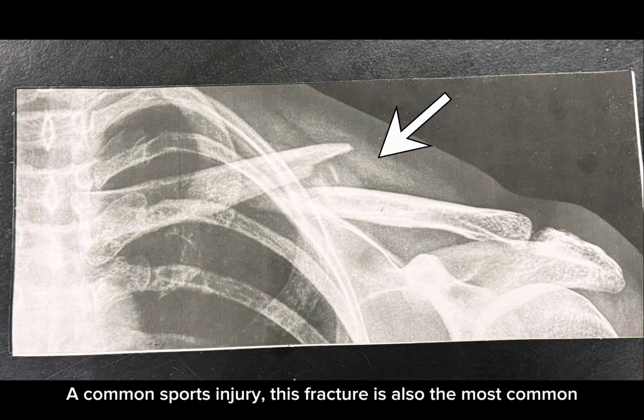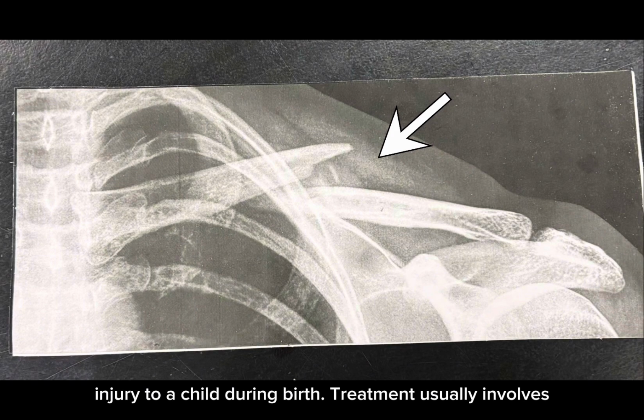Clavicle fracture. A common sports injury, this fracture is also the most common injury to a child during birth. Treatment usually involves immobilizing the corresponding arm with a brace or sling.